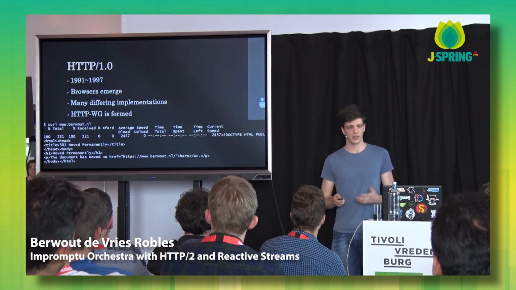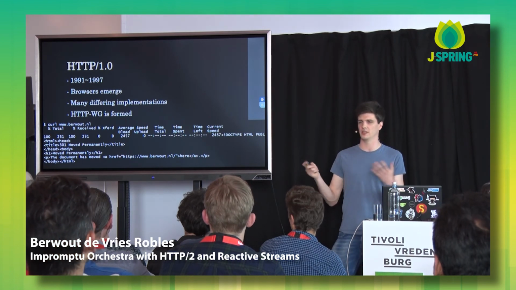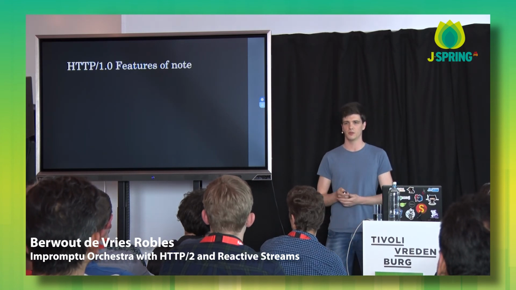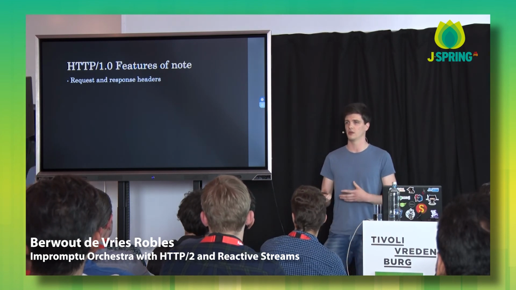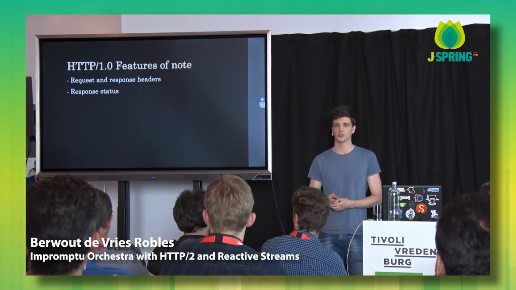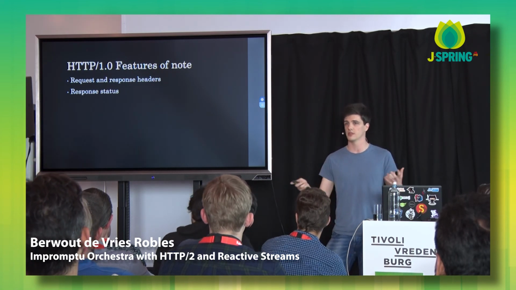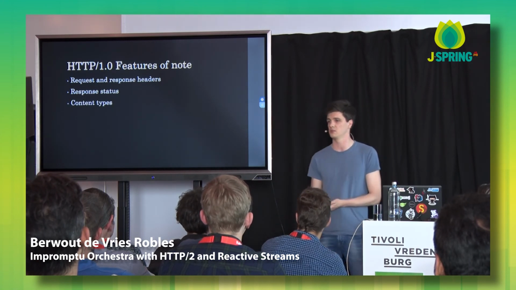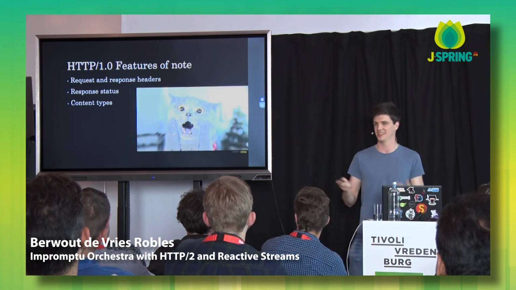That changed later, but first, this is sort of how it looked when you did a request back then, before we had browsers. HTTP 1.0 had some features of note compared to the previous version. Request and response headers: for the first time, we could say something about who our user agent was, or some metadata. We had a response status, so we knew if the request failed or if it was unauthorized or something else happened. And for the first time in history, we had content types, which was very nice, because now we could send other things than just plain HTML, and basically the internet was born.